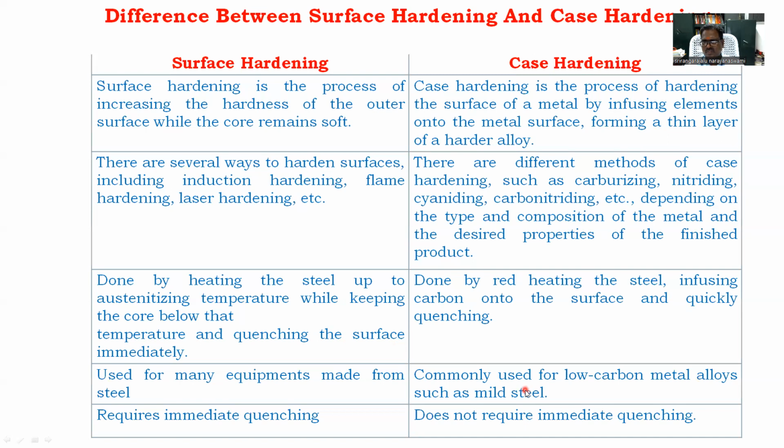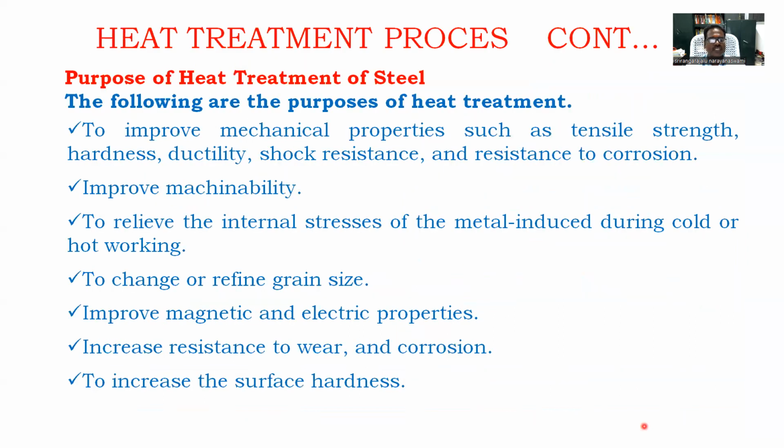Case hardening you can use only for low carbon steels, mild steel and others. Then only you can toughen the surface layer. Immediate quenching is required for surface hardening, but does not require immediate quenching for the case hardening process. These are some of the differences between surface hardening and case hardening processes.